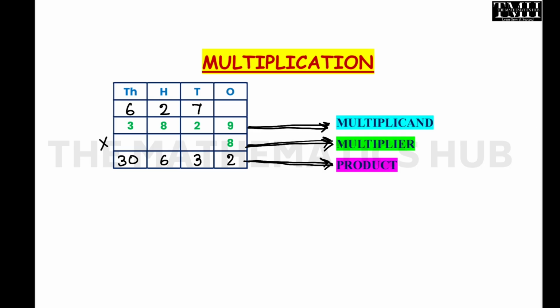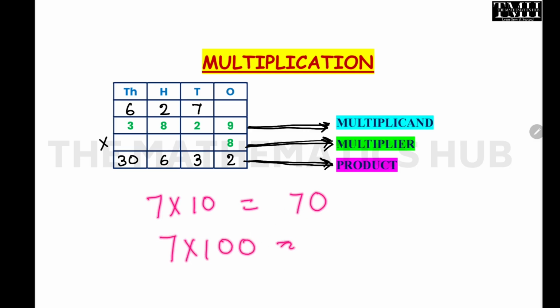While multiplying a number by 10, 100 or 1000, we simply add zeros at the extreme right to the multiplicand. That means 7 multiplied by 10. We will just put the number of zeros given and 7 ones are 7. 7 multiplied by 100. How many zeros are there? 2. That we will copy down and 7 ones are 7.